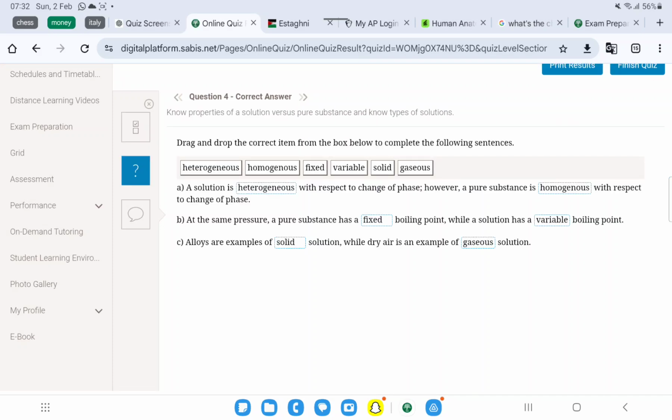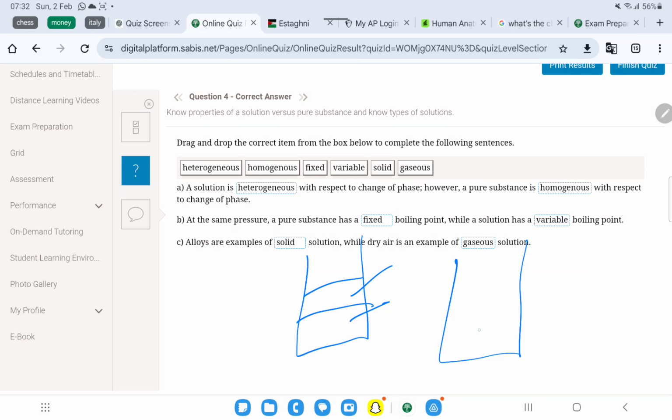A solution is heterogeneous with respect to change of phase. However, a pure substance. So what they mean here is the heterogeneous. You can literally see two different substances, while in a homogeneous mixture you can see one substance.